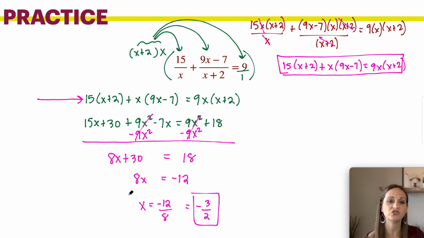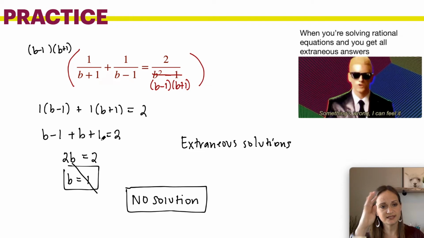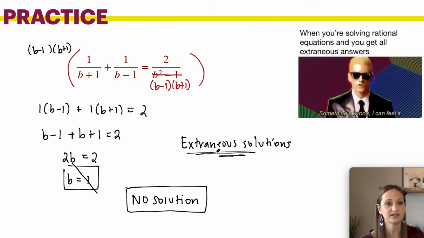And you're going to ask, why didn't you check them earlier? Well, I could have. I just happened to notice that negative 3/2 did not create a 0 down here. And 1/5 didn't create a 0 down here. And so just in my head, I happened to notice that. But in this case, I saw that 1 actually was going to give you a 0 in the denominator. And so that is why you have to be careful about extraneous solutions.